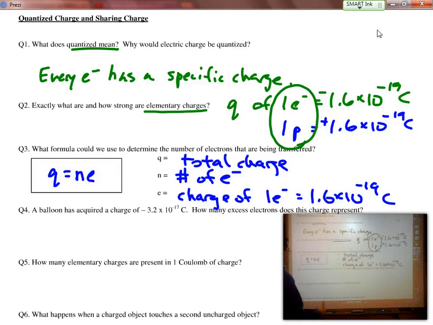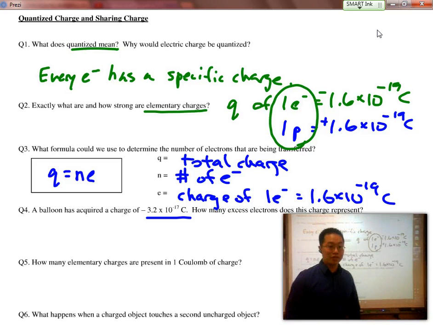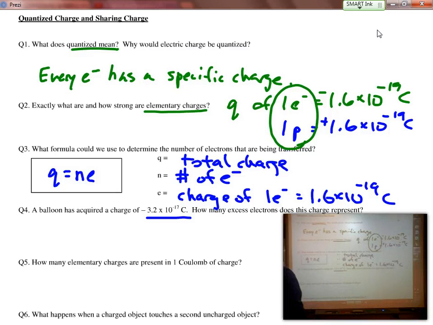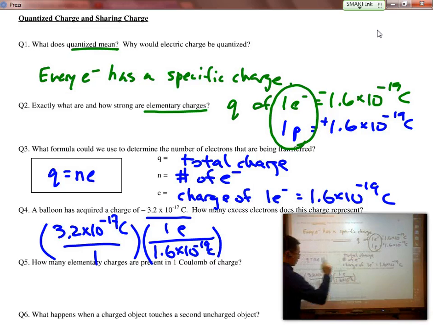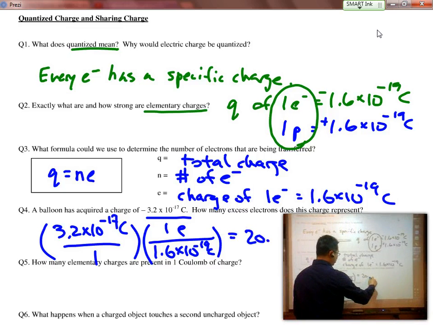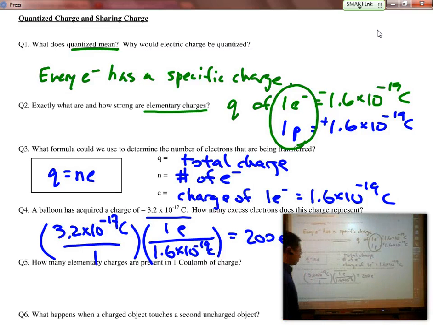So, for example, if a balloon has acquired a charge of negative 3.2 times 10 to the negative 17 coulombs, how many electrons does that really represent? And Q equals NE is really just a ratio. So if I have 3.2 times 10 to the negative 17 coulombs, I know that one electron is 1.6 times 10 to the negative 19 coulombs. Then, therefore, if I divide this out, this would equal exactly 200 electrons.